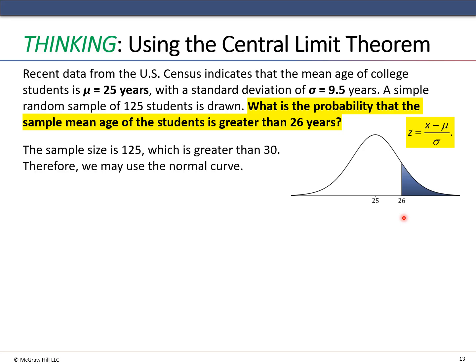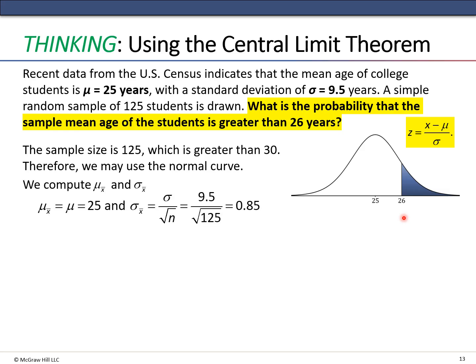So the first thing we need to do is figure out, can we use the normal curve? Since the sample size is 125, which is greater than 30, we can use the normal curve. We're not going to do any more calculations beyond that. Then we need to calculate our mean and standard deviation for our sample. So we know that the mean is equal to the population mean, and we calculate our standard deviation for our sample by taking the population standard deviation divided by the square root of 125, and we get 0.85 for the standard deviation and 25 for the mean.